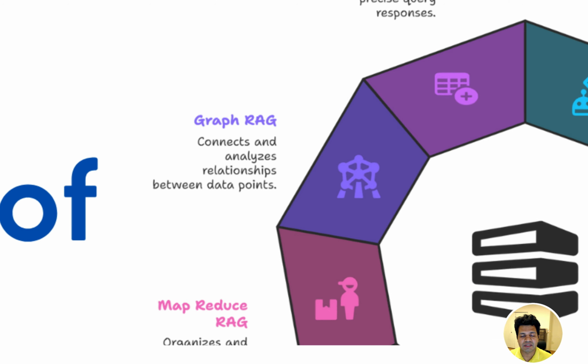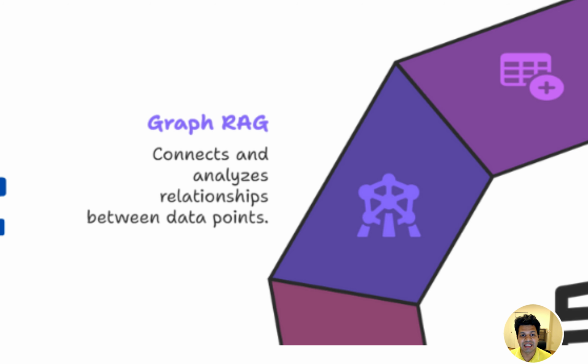Moving on to the eighth RAG, which is called graph RAG, the connector. Graph RAG is like a spider web of information. It connects people, projects, and ideas together. So this is the type of RAG that is used in social network analysis and which companies such as Facebook and LinkedIn use, and this kind of RAG is very much in demand these days.